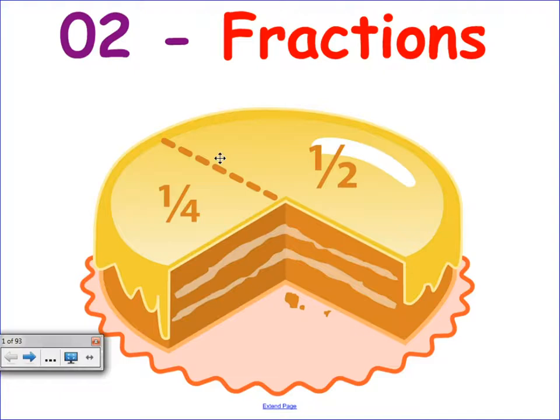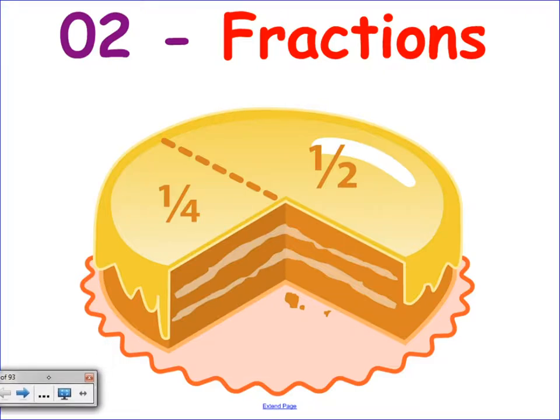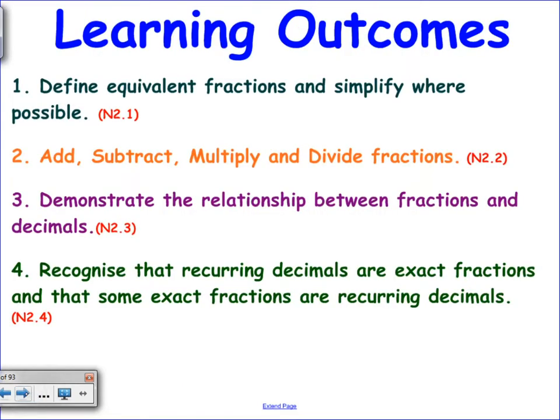So on to fractions, the highlight of this week's session. Let's just do the outcomes to start with. Define equivalent fractions and simplify where possible.